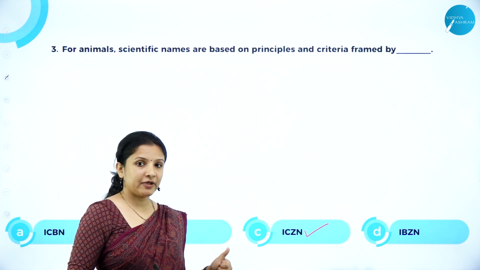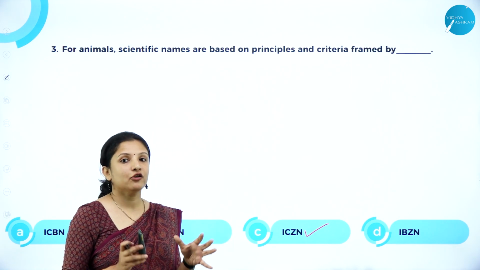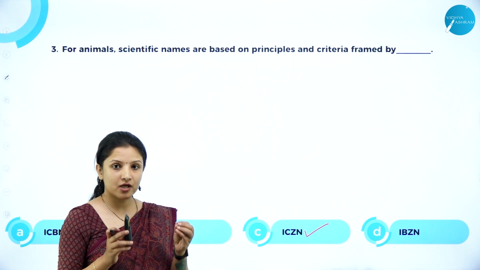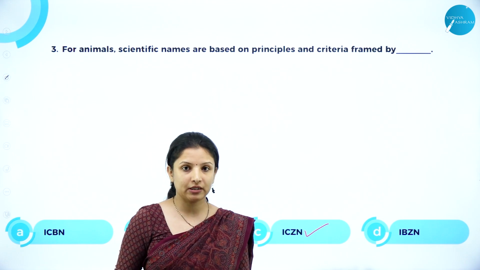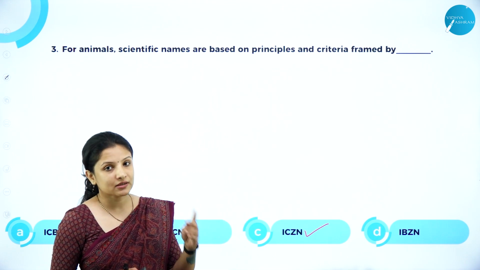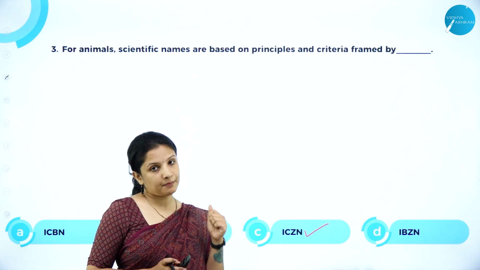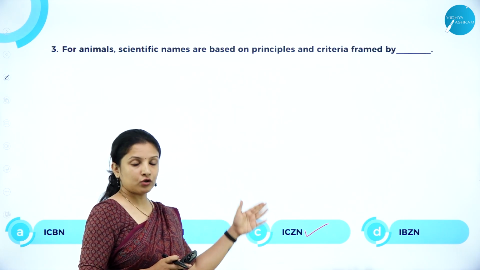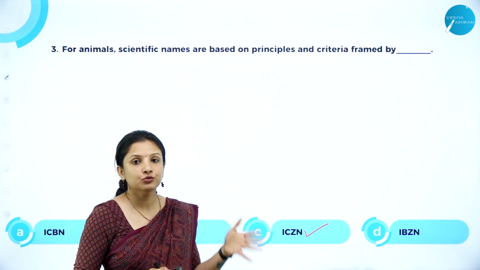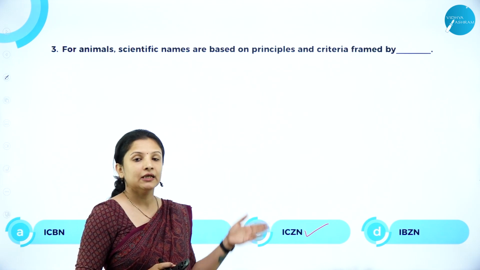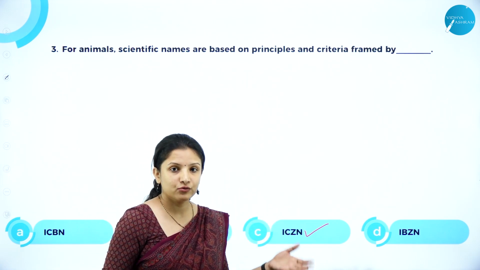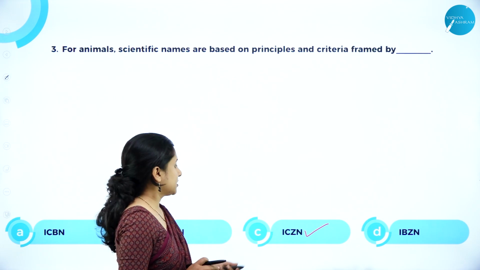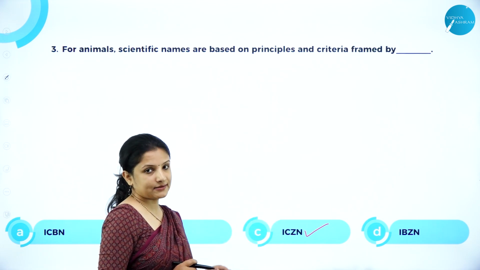So botanical means botany. It is nothing but study of plants. So therefore, International Code for Botanical Nomenclature gives rules and criteria for naming a plant. International Code of Zoological Nomenclature, zoological, is for animals, gives criteria and rules for naming an animal. So the right answer here is ICZN.